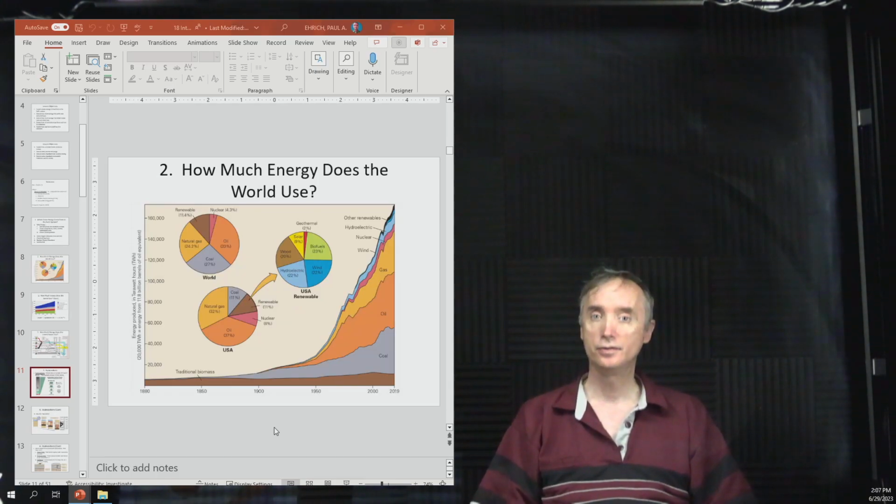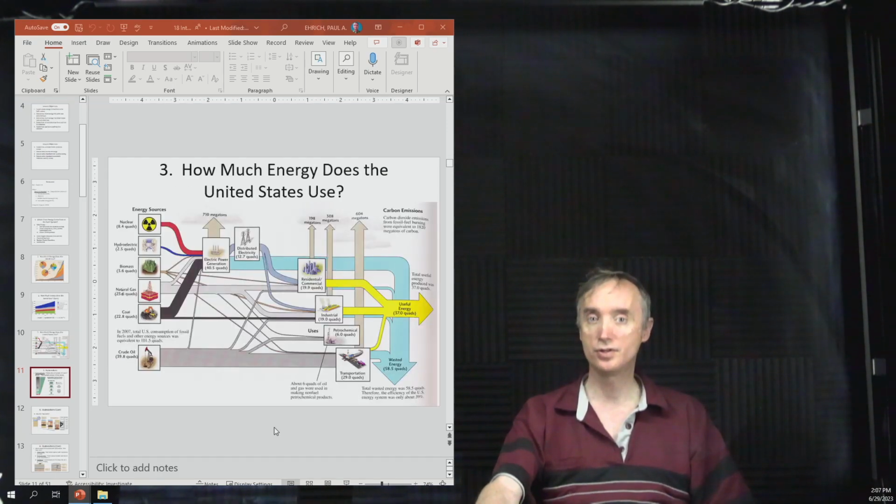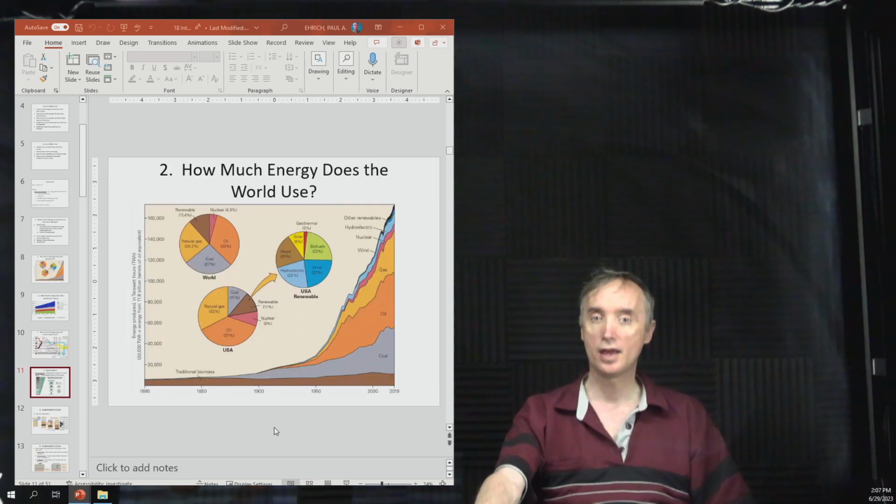Okay, then these charts here, how much energy does the world use, and how much energy does the United States use? I would just be familiar with these three charts and be able to interpret them on the exam. So you don't want to memorize the numbers on here, but if you were given one of these charts, you ought to be able to read it and answer questions about it.